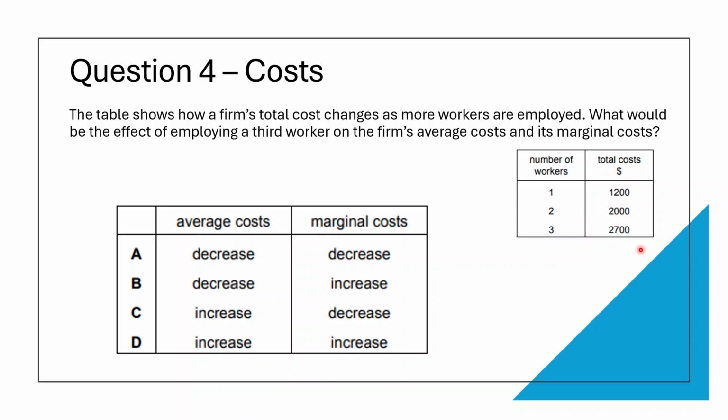And with 3 workers, 2700 total cost divided by 3 is just 900. So we can clearly notice that average cost is falling. Now let's look at the marginal cost.